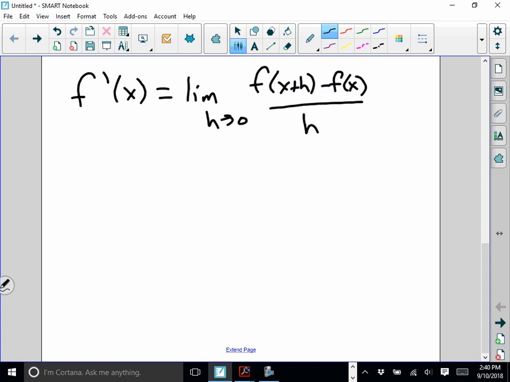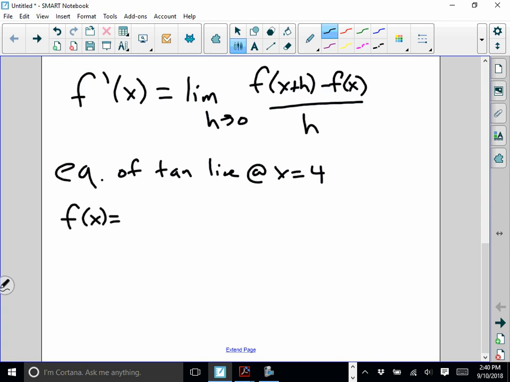So I asked you to find f prime of x, and then I also asked you to write the equation of a tangent line at x equals 4. Okay, our first function was f of x equals 6 root x. So here's what I want to do. I want to find f prime of x using the limit definition. The problem explicitly says that.